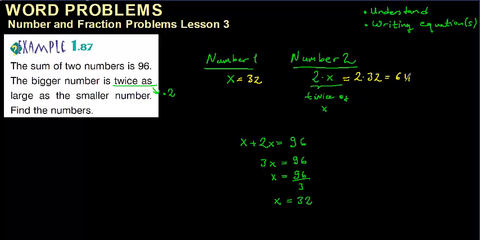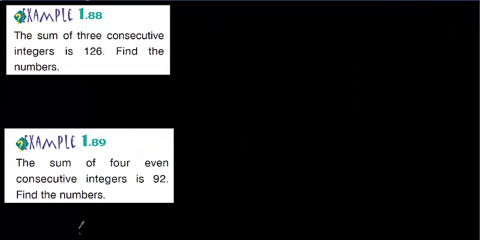Sum of them is 96. One of them is twice the first one, the smaller one. So 64 is 2 times 32. So it satisfies the question that is given to us. Okay, the second question, the sum of 3 consecutive.